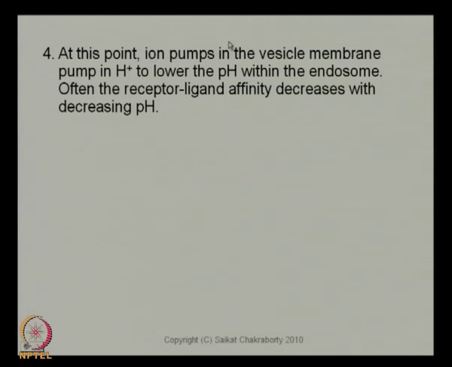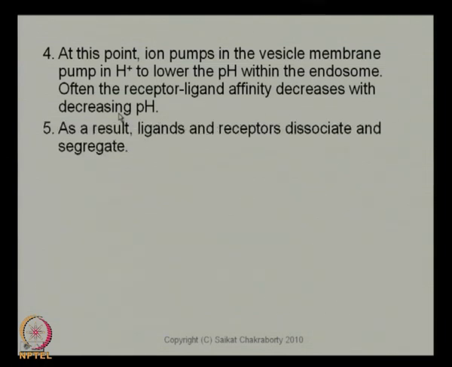At this point, ion pumps in the vesicle membrane pump hydrogen ions to lower the pH within the endosome. The ion pumps open up and hydrogen ions stream into the vesicle, and the pH of the system is lowered. Because of the lowering of the pH, the receptor ligand affinity decreases, or the forward rate constant decreases and the backward rate constant increases, and the complex starts to dissociate into the receptor and the ligand, and that leads to the formation of the late endosome. This is the late endosome.